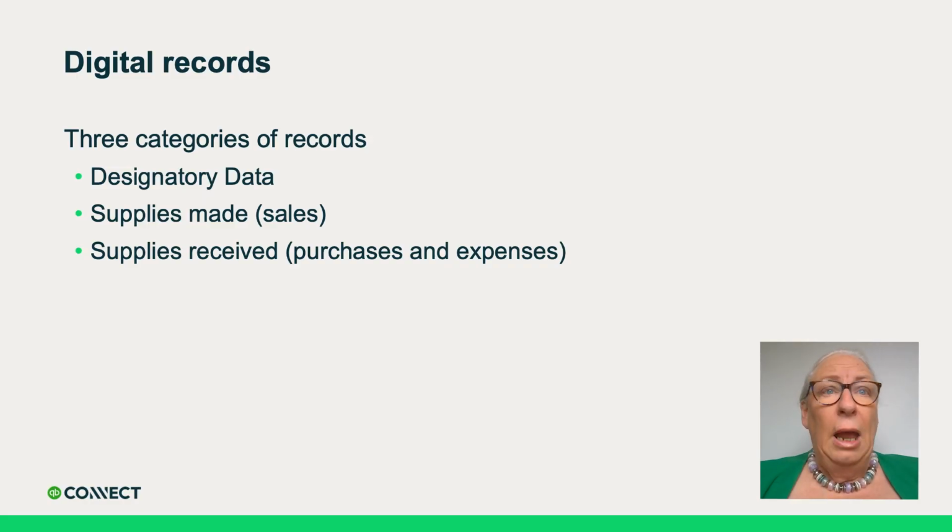Okay, so now we're enrolled. What do we need to do next? We need to keep digital records. There are 3 categories of digital record that you have to keep in order to comply with MTD. This is actually set out in the law. So we have designatory data, the supplies you make or your sales, and the supplies you receive, in other words, your purchases and your expenses that you want to reclaim VAT on. I'm going to go through each of these.